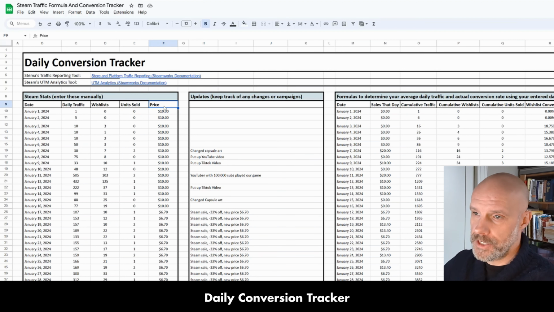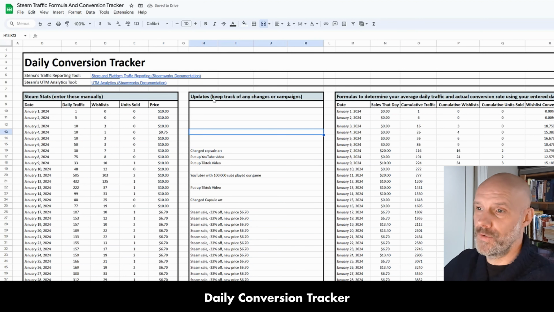So price is interesting because for the majority of the time, your price will stay the same if you decided on a price. But sometimes you'll have Steam sales, right? And sometimes you want to be testing pricing. So maybe you'll fluctuate and not use $10. Maybe you'll try $9.75, right? So I'll get into this. So let's jump into this column now, right?